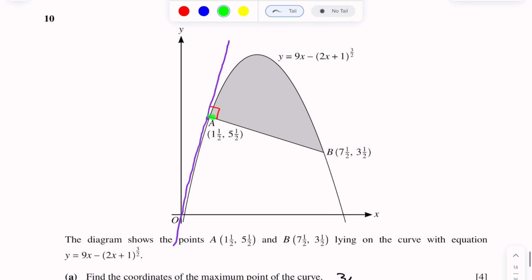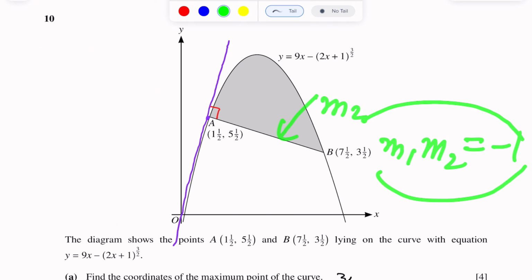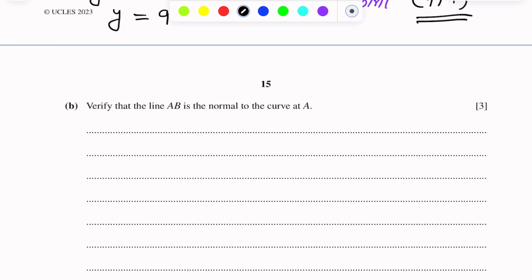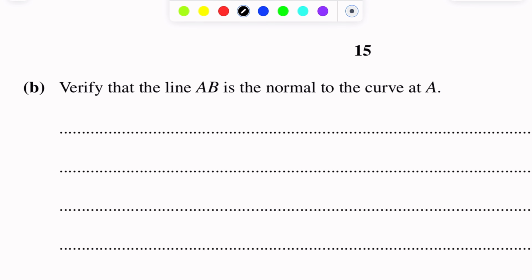Now, since the AB line and this tangent are perpendicular to each other, the product of their gradients must be negative 1. Suppose the gradient of the tangent is m1 and the gradient of AB is m2, then m1 m2 must be equal to negative 1. So for this, first we find the gradient of the tangent. We have already found the gradient of the tangent in part A.